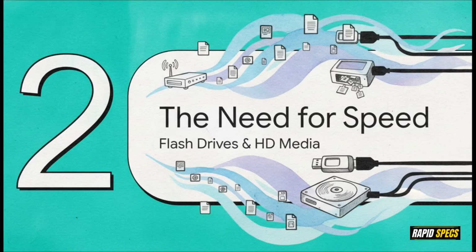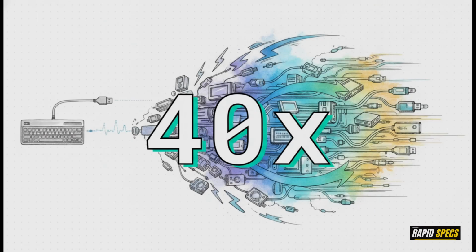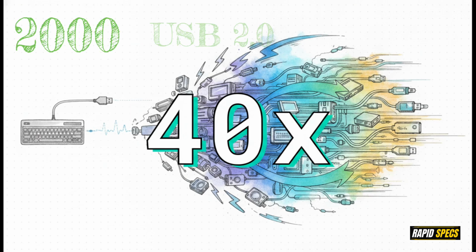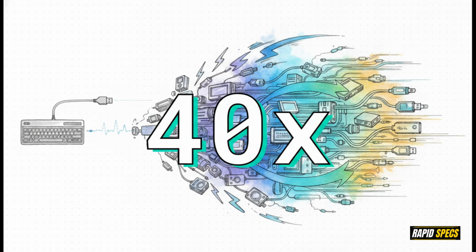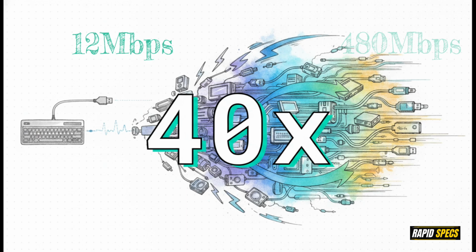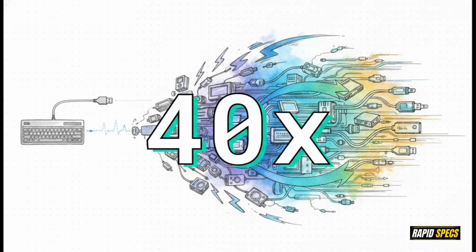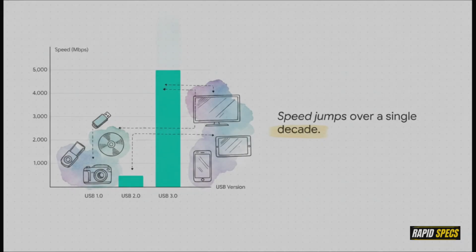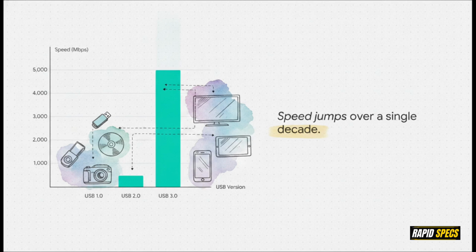Moving on to Section 2, the need for speed, flash drives and HD media. Then, in the year 2000, USB 2.0 arrived and completely changed the landscape. It bumped the maximum speed up to 480 megabits per second. That is an incredible 40 times faster than the previous generation. Suddenly, the USB port wasn't just a convenient way to hook up a keyboard, it became the ultimate standard for digital storage. When you look at this 40 times speed jump over a single decade, the impact is wild.